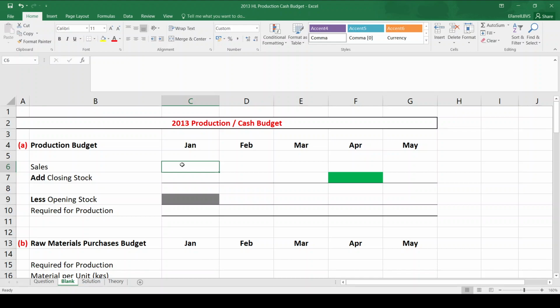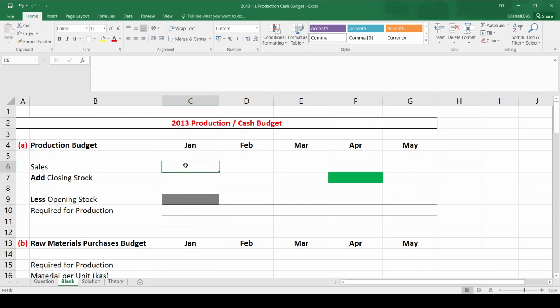So we've already done this. If you have already covered the production budget question on its own, you have already done this format where you start off with sales, then you add closing stock, you have to make those, and you take away opening stock because if they're made in the previous month, you won't have to make them again. And that will give you what you need to make, because you won't always need to make the same amount as you need to sell because there's opening and closing stock.